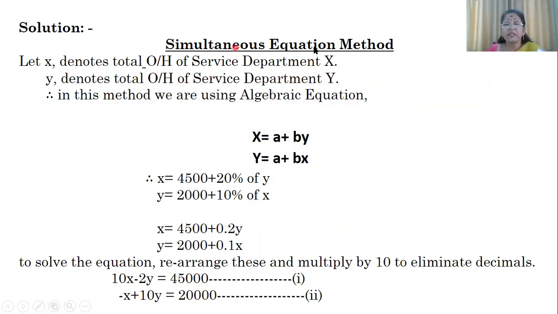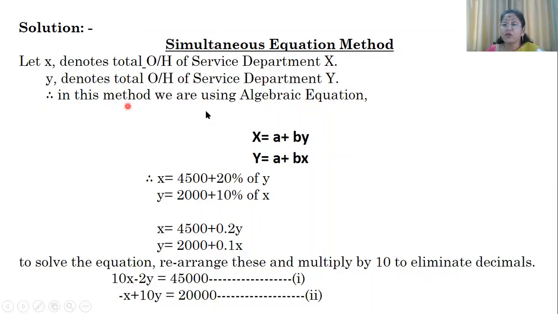Give the heading simultaneous. First, you give the secondary overhead distribution summary. Under that, you write simultaneous equation method. It is a simultaneous equation method, so we have to form a formula under the algebraic method. Algebraic equation we are following here: X is equal to a plus by, Y is equal to a plus bx. Let X denote total overheads of service department X, and Y denote total overheads of service department Y.